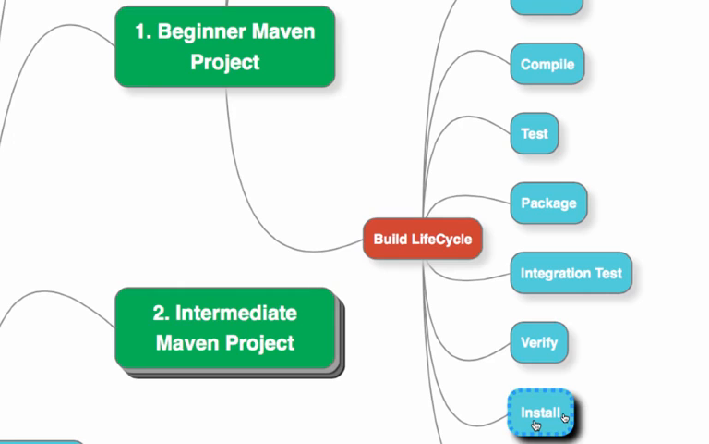So build life cycle is nothing but a sequence of steps that Maven does whenever you do a mvn clean install or a mvn clean deploy. There are a sequence of steps that are run in the background, and the build life cycle just defines what are those sequence of steps. Now that you have this theory, let's go back to our practical lesson.